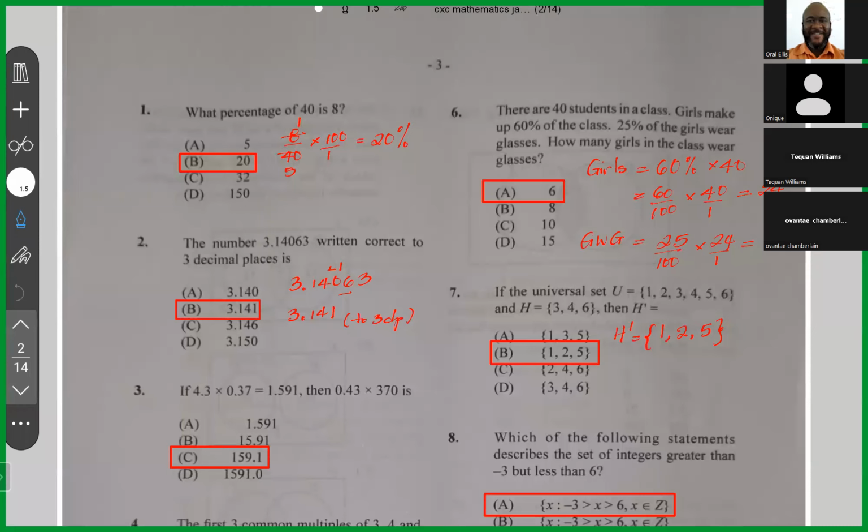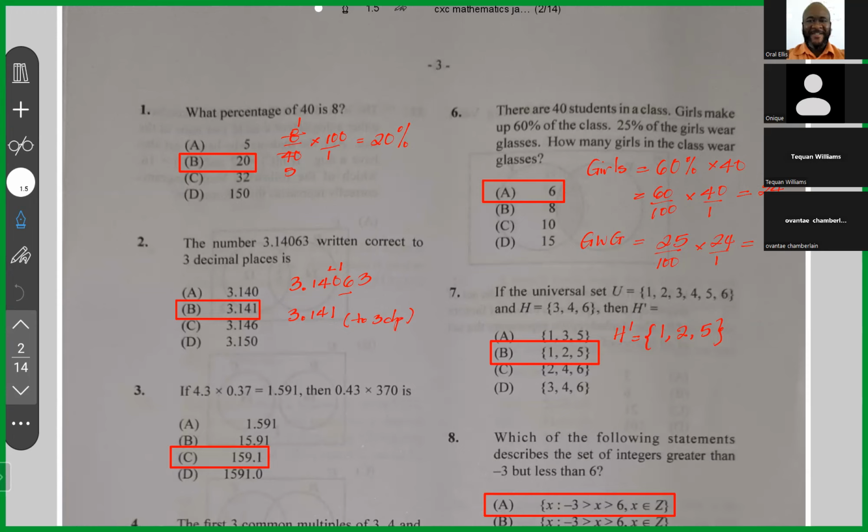All right, so as usual, what I did is I sort of pre-worked out the questions, and then we can go through them. The first question is asking what percentage of 40 is 8. So in other words, you're being asked to express 8 as a percentage of 40.